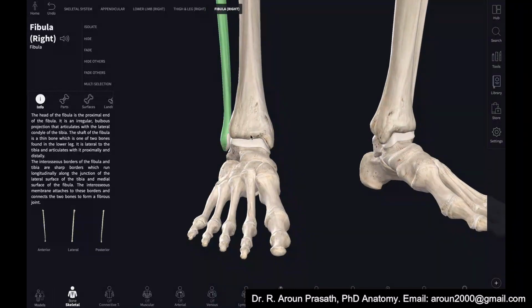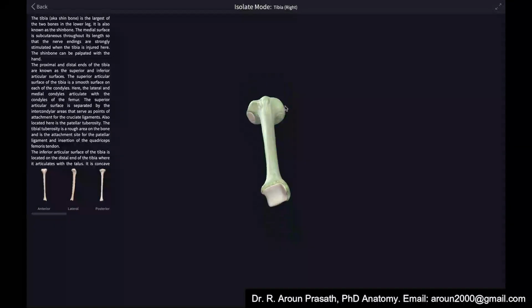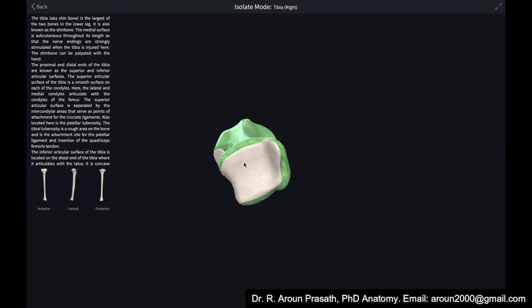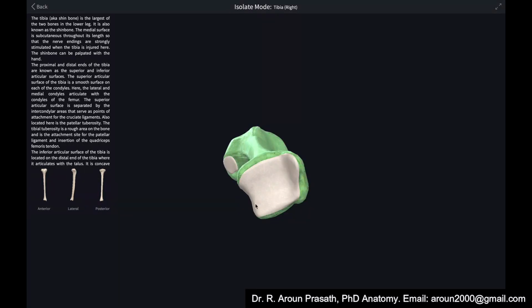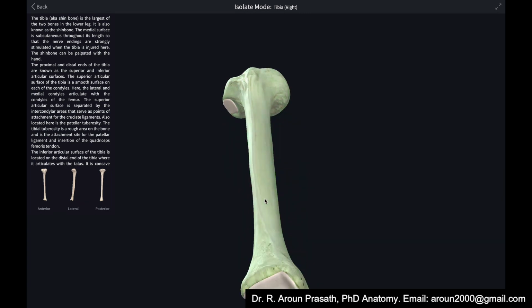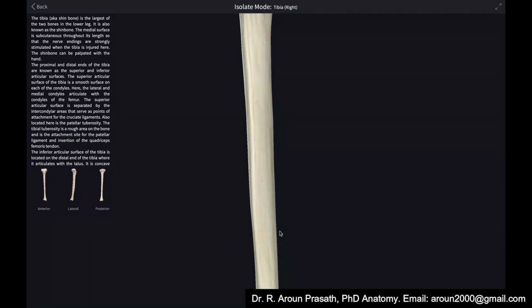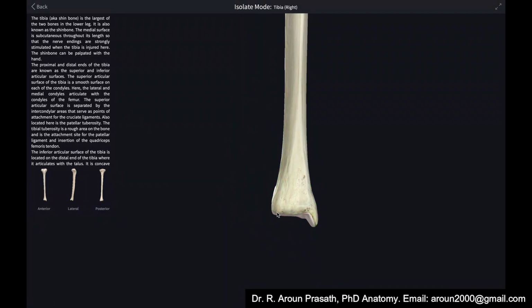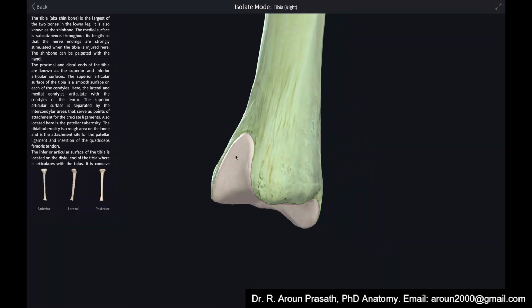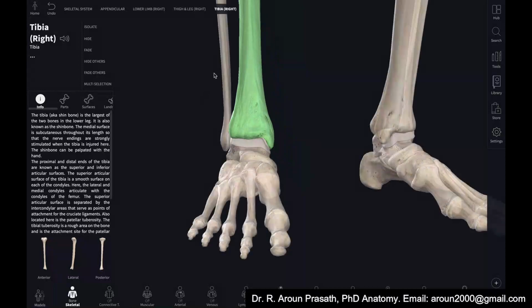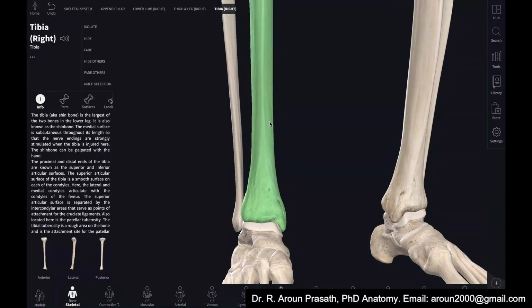If you look at the inferior aspect of the tibia, this is a quadrangular articulating surface that is sitting on the head of the talus. This notch here is called the fibular notch, where the tail end of the fibula comes and sits. These are the various parts of the tibia, and the tibia is said to be the strongest bone.